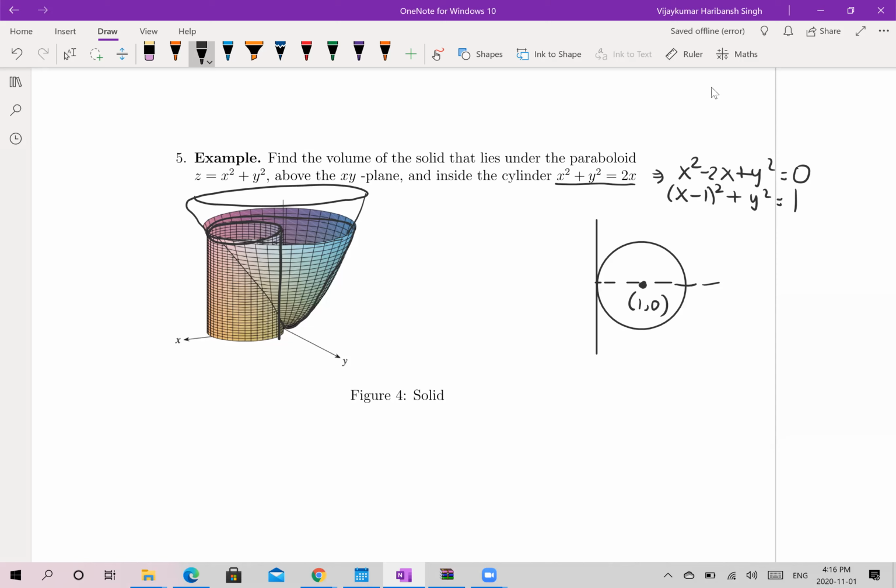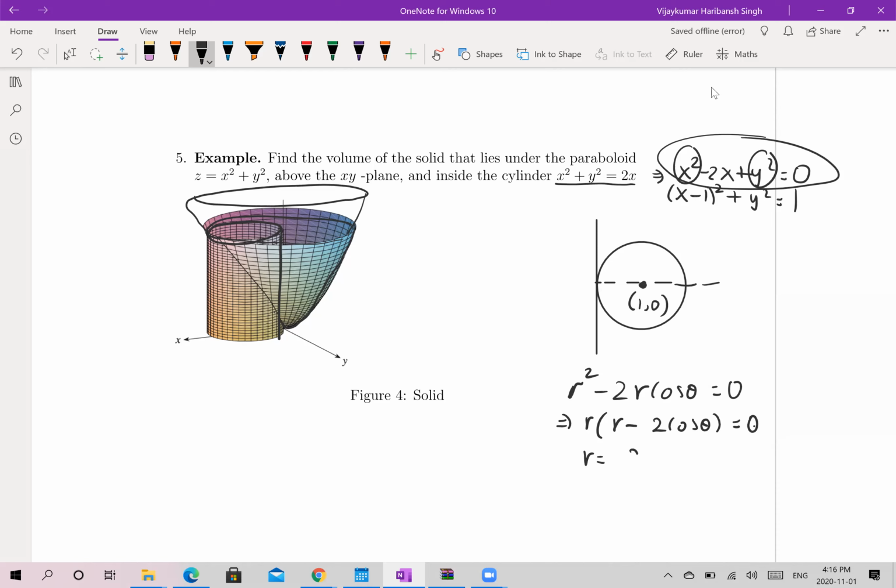Now we need to write down the polar equation of this circle. If you look at this equation again, x square plus y square is r square, so I'm going to replace these two with r square. So r square minus 2r cosine theta equals 0. Just take r common: r minus 2 cos theta equals 0. So r equals 2 cos theta, or r equals 0.